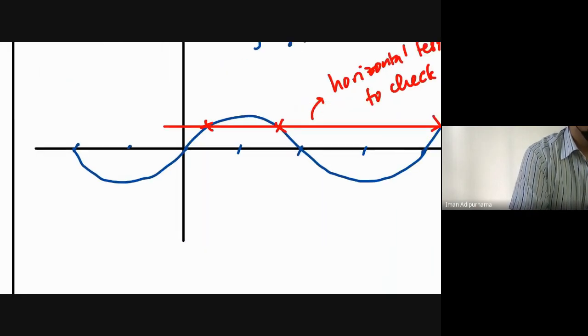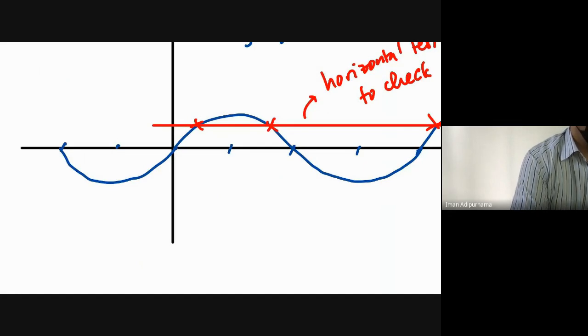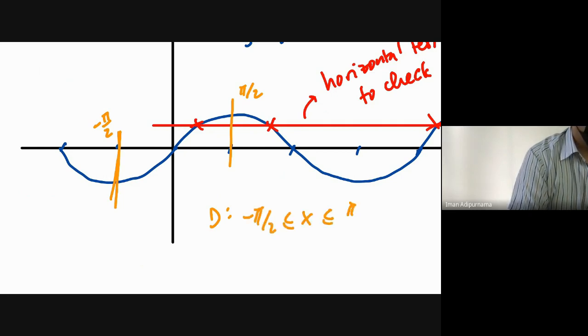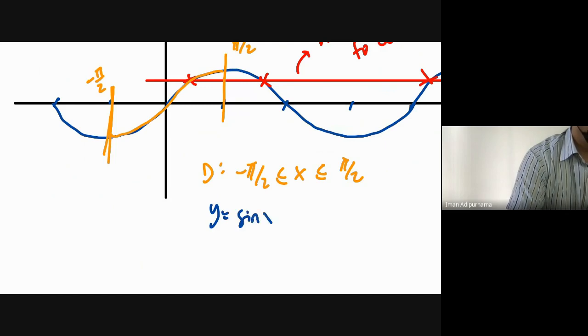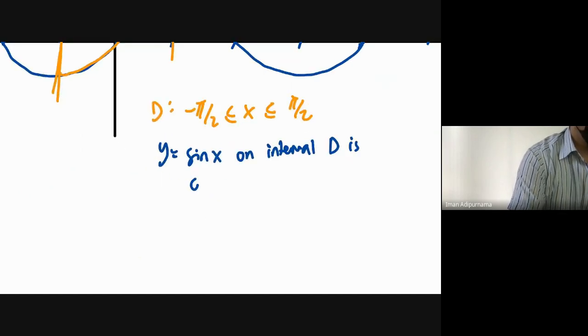But eventually, as you may know, and I've already explained before, if we make some restriction on our domain here, so this is negative pi over 2, this is pi over 2, if we make a domain only from negative pi over 2 to pi over 2, then we will have only this part of the curve. And if you check this horizontal line, it crosses exactly once. So it means that it's a one-to-one function. Let me write here: y equals sine x on interval D, or domain D, is a one-to-one function.